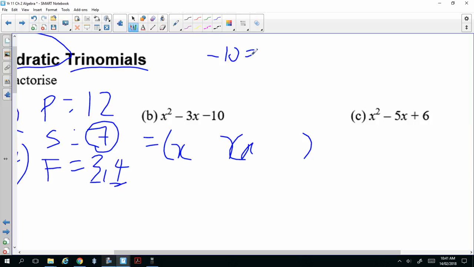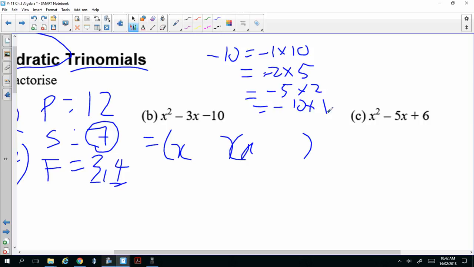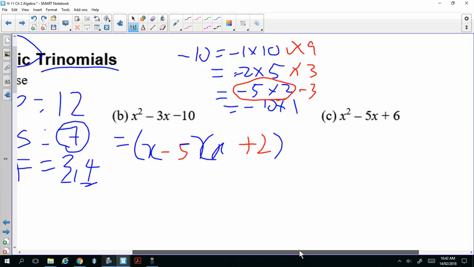Negative 10 is negative 1 times 10. Negative 2 times 5. And then you can switch them over. Negative 5 times 2. Negative 10. So you try all the possible ways that could happen. And then you check which way adds up to negative 3. So obviously that just adds up to 3, isn't it? That's positive 9. That's negative 3. So only one works. So the answer will be x minus 5, x plus 2. Okay, any question?